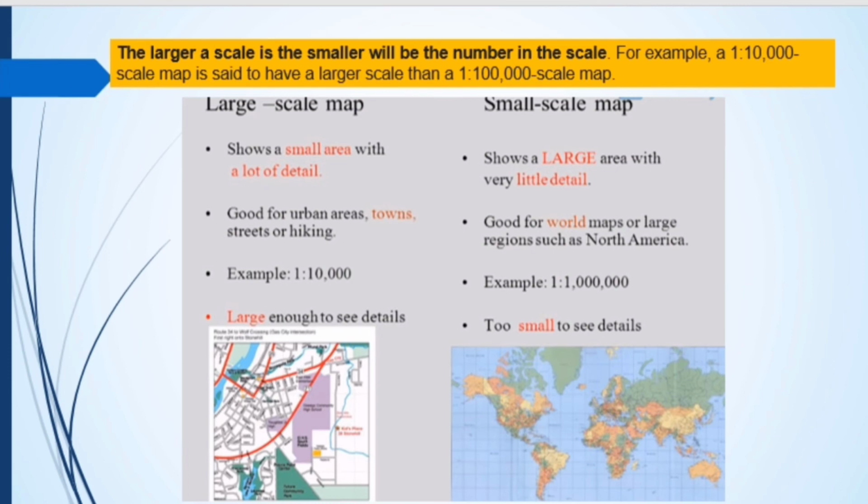And next, the small scale map. Shows a large area with very little detail. Good for world maps or large regions such as North America. Example, 1 to 1 million maps. Too small to see details.